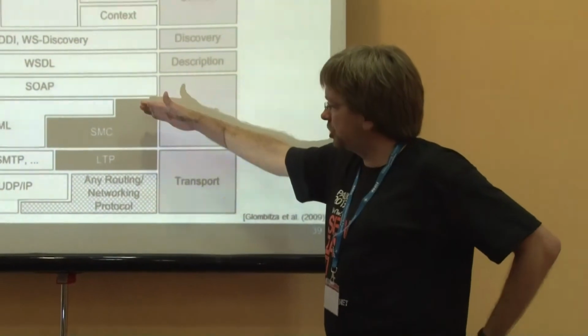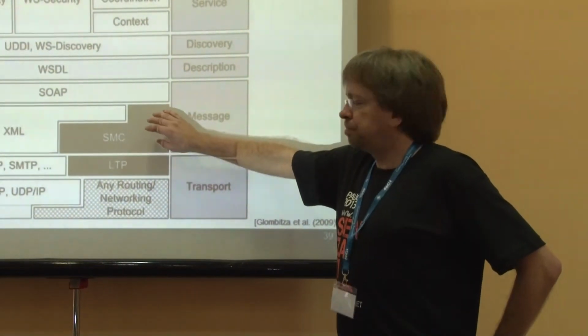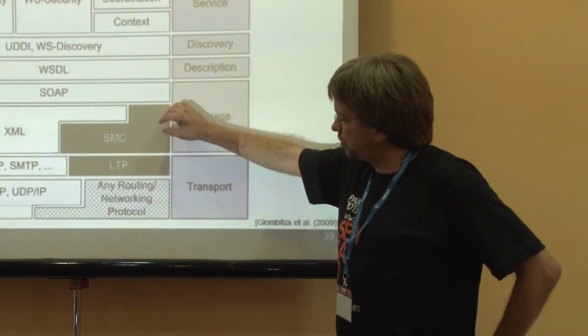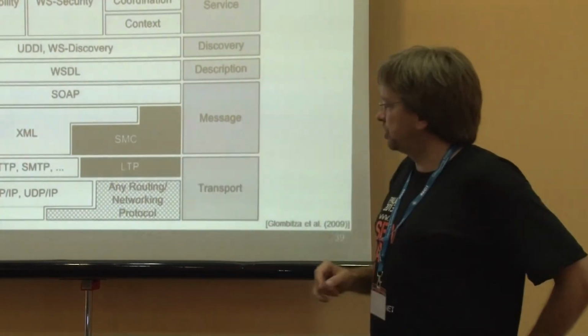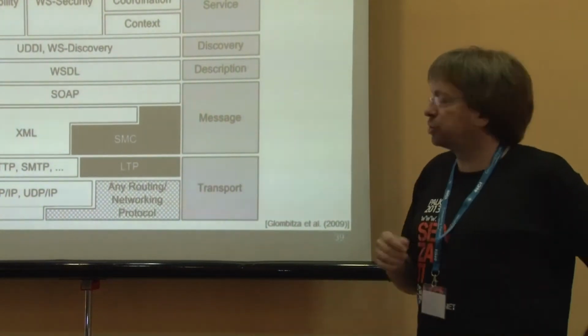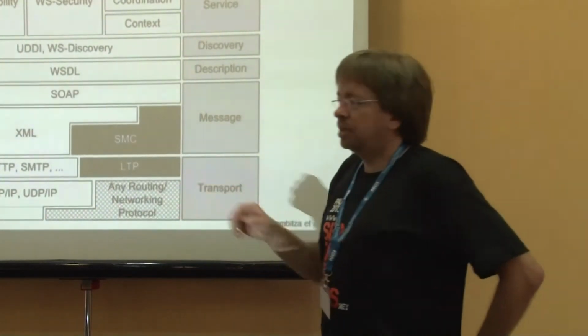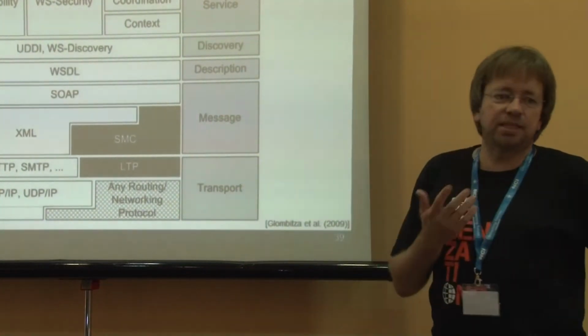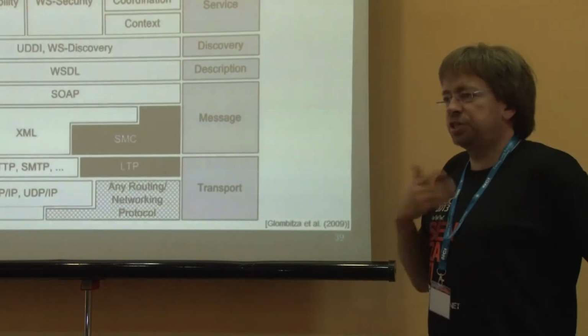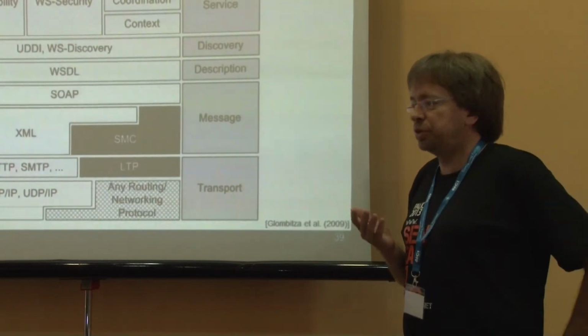On the message layer, we have an additional compression scheme which we call SMC, and on the transport layer the additional LTP protocol. And these two together, we call the LTP plus SMC binding, which can be used instead of HTTP, for instance.